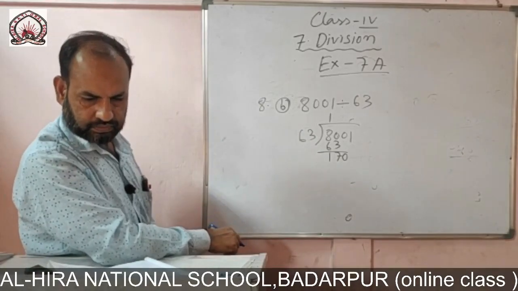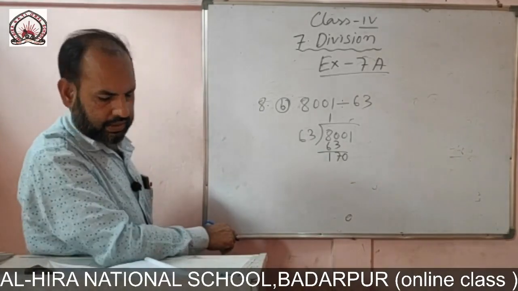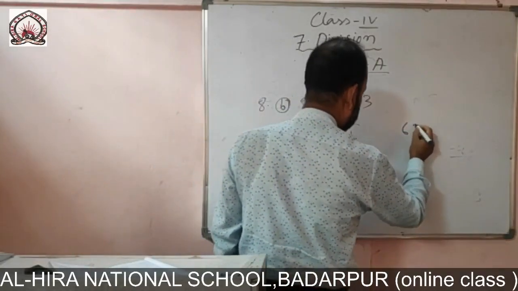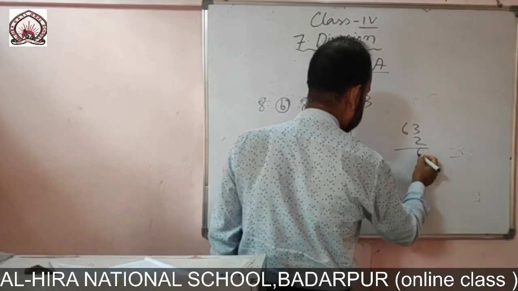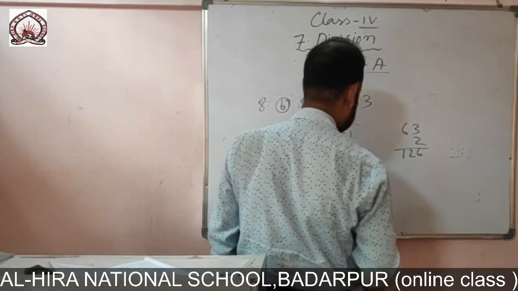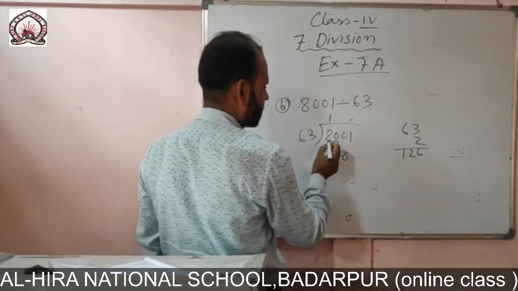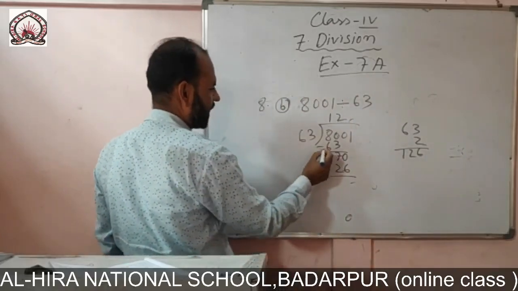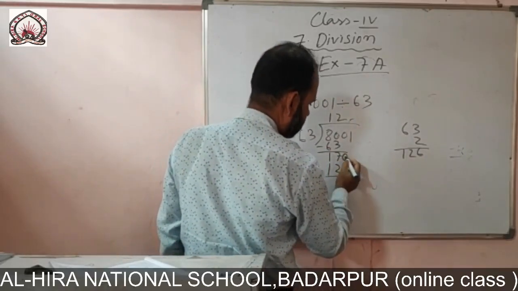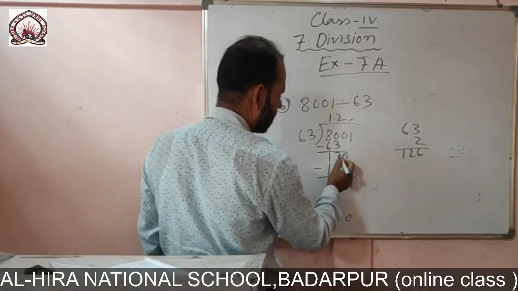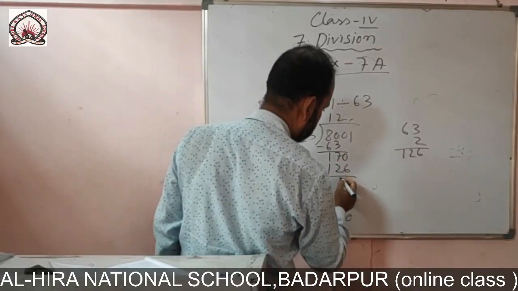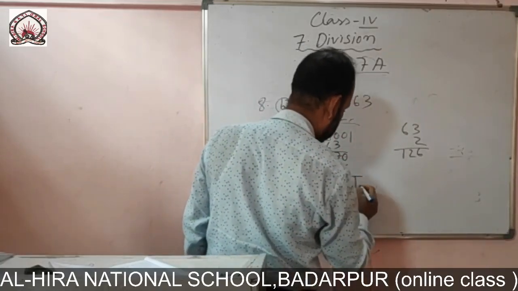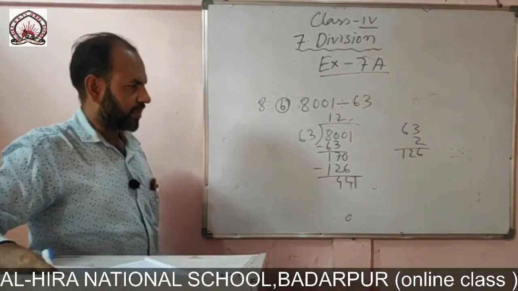170. Now how many times go? We check 63 2 times. 6, 12. Yes, 126. That means 2 times, then 126. We do minus, then we get 10 minus 6 equal to 4. 6 minus 2 is equal to also 4. Now we take down 1. 441.